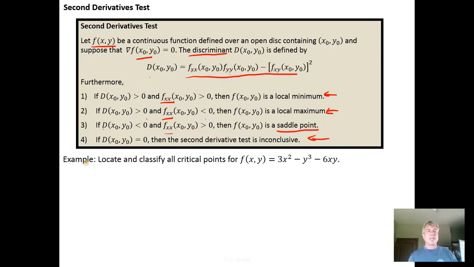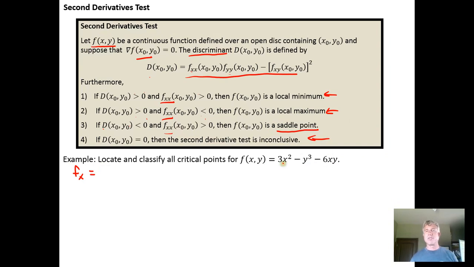So for the example, it says locate and classify the critical points for f of x y equals 3x squared minus y cubed minus 6xy. So first we need to find the critical points. To find the critical points, we take the partial derivatives, and then we set them equal to 0, or we look to see where they're undefined.